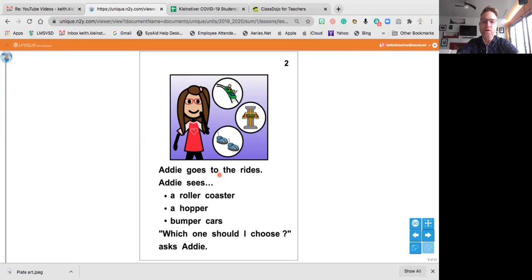Okay, Addie goes to the rides. Addie sees a roller coaster. There it is. A hopper. Here it is, it's a hopper. Bumper cars. There they are. Which one should I choose?